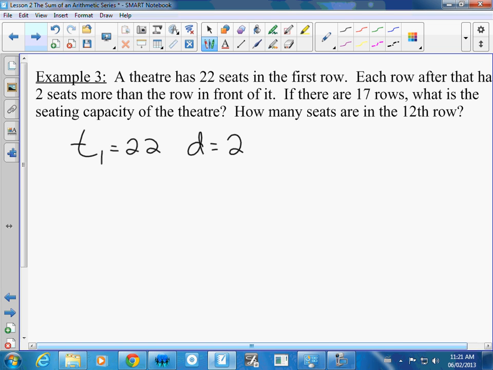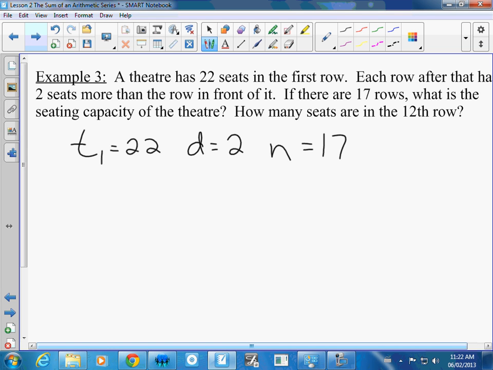Now, 22 in the first row. So how many does that make in the second row? 24. Then 26, 28. And how many rows are there? 17. So what is 17? That's n, right? So n is 17. What we want to know is, if we were to pack this theater, fill up every single seat, how many people could fit in this theater? So what are we looking for? We're looking for the sum of how many rows? 17 rows.